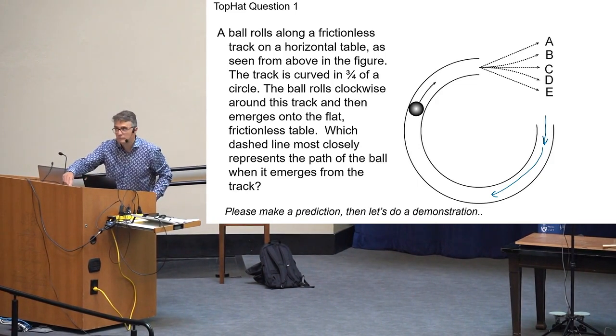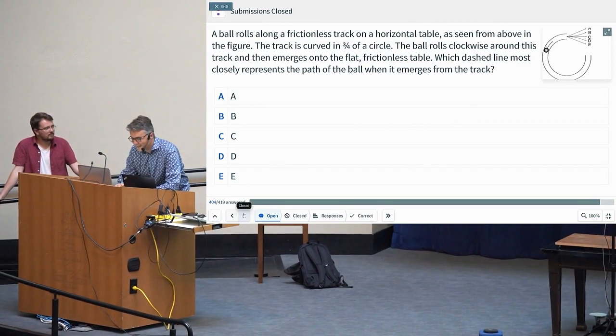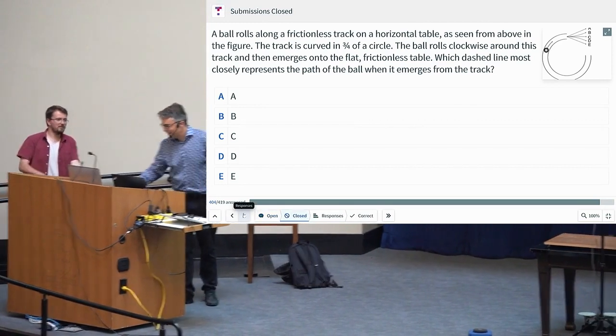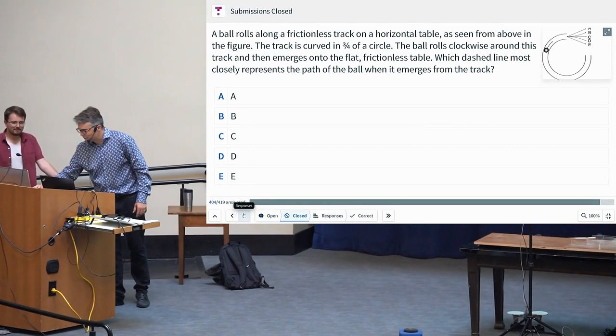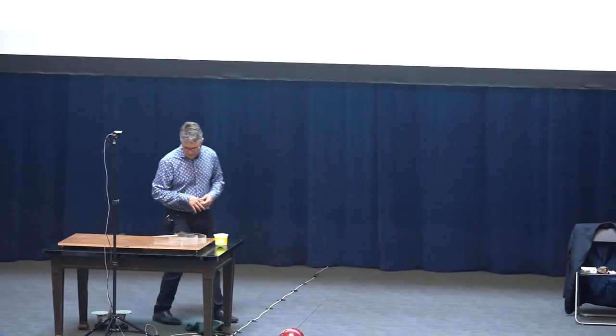So think about it. Check your neighbor. What does your neighbor think? See what people are saying. Then we could try it. I just want to see what the vote is actually first, and then let's swap it. Okay, so the vote says 90%. So let's just try to test it.